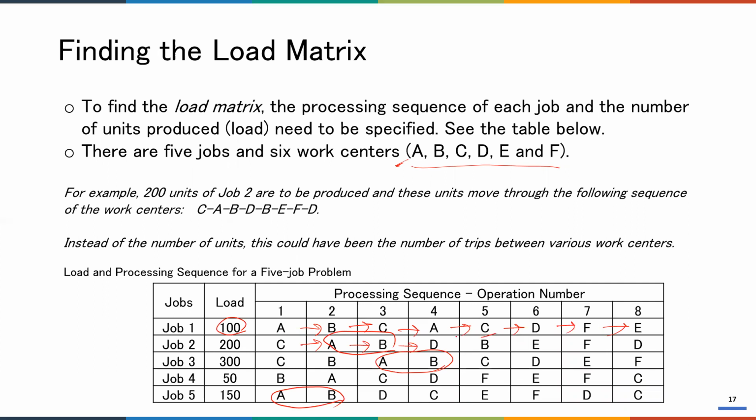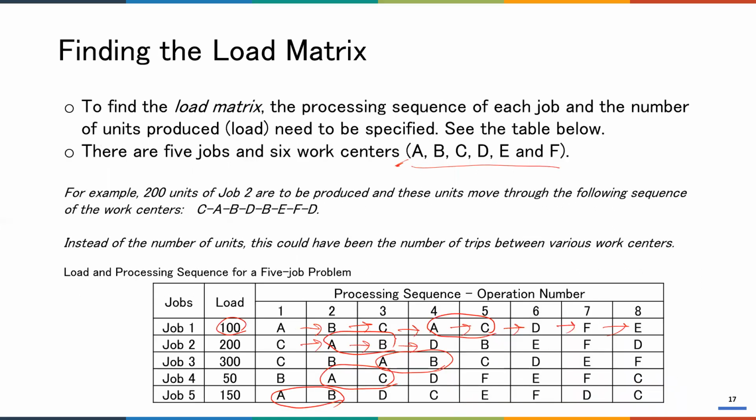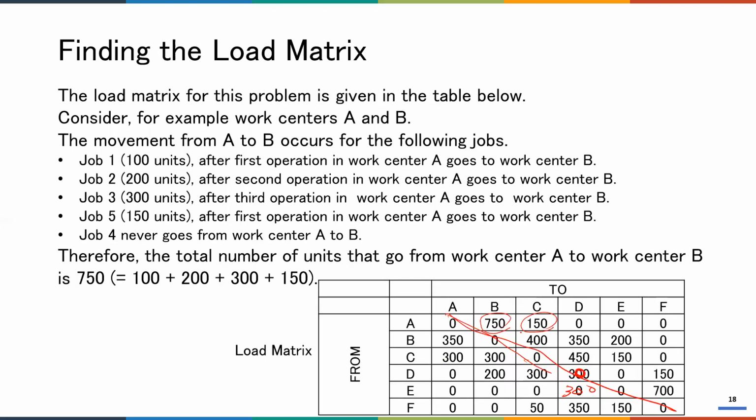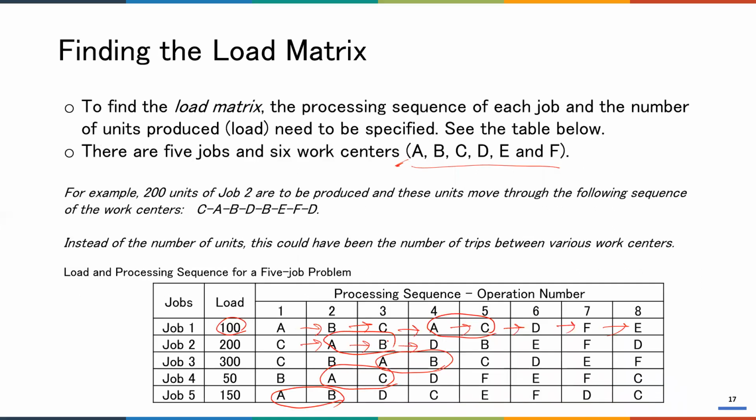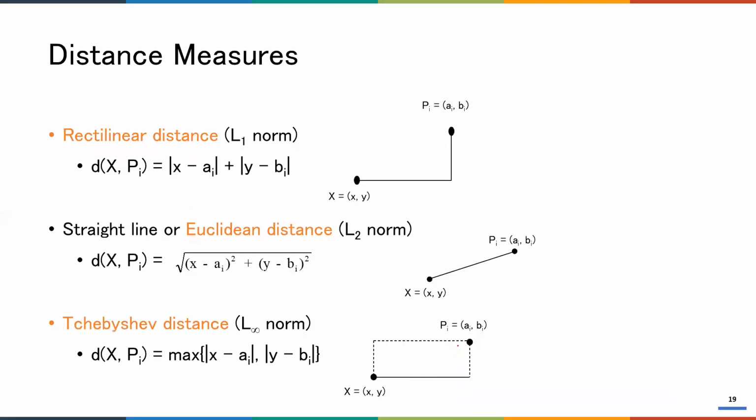Then we can have A to C. Do we have A to C? Okay, here A to C is 100 plus 50. So it makes 150. And do we have A to D? No. Do we have A to E? I don't think so. And do we have A to F? No. And then we continue by having B to A, for example. So we have 300 plus 50, so 350, and then so on, until we get the full load matrix.